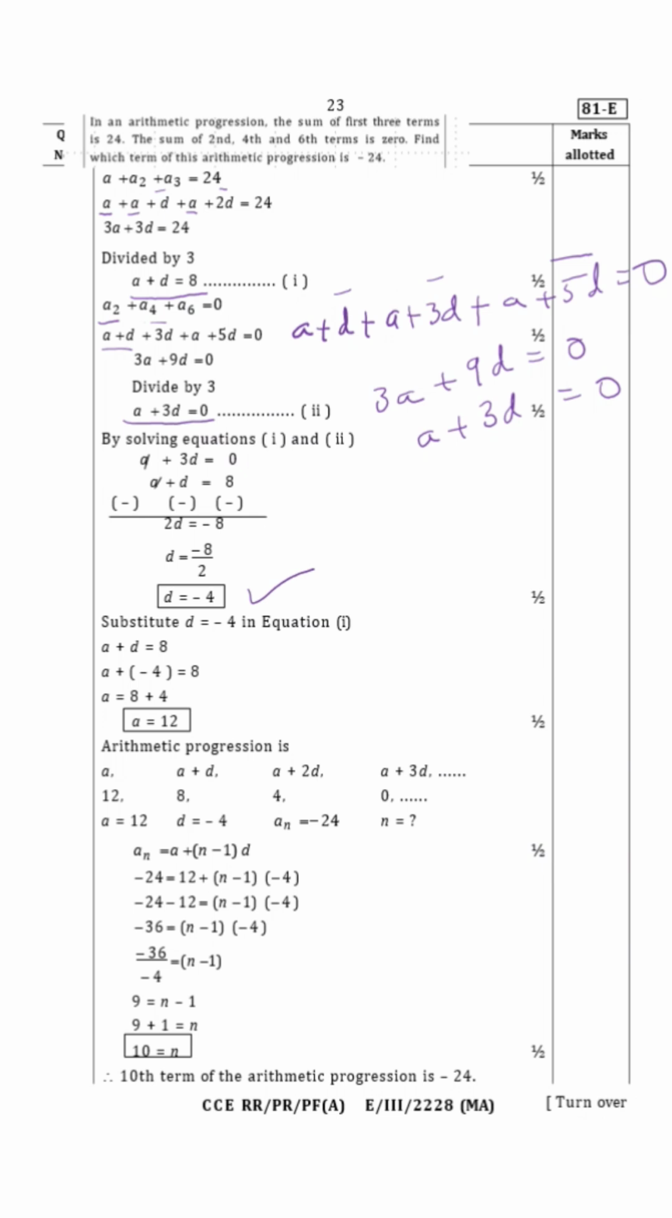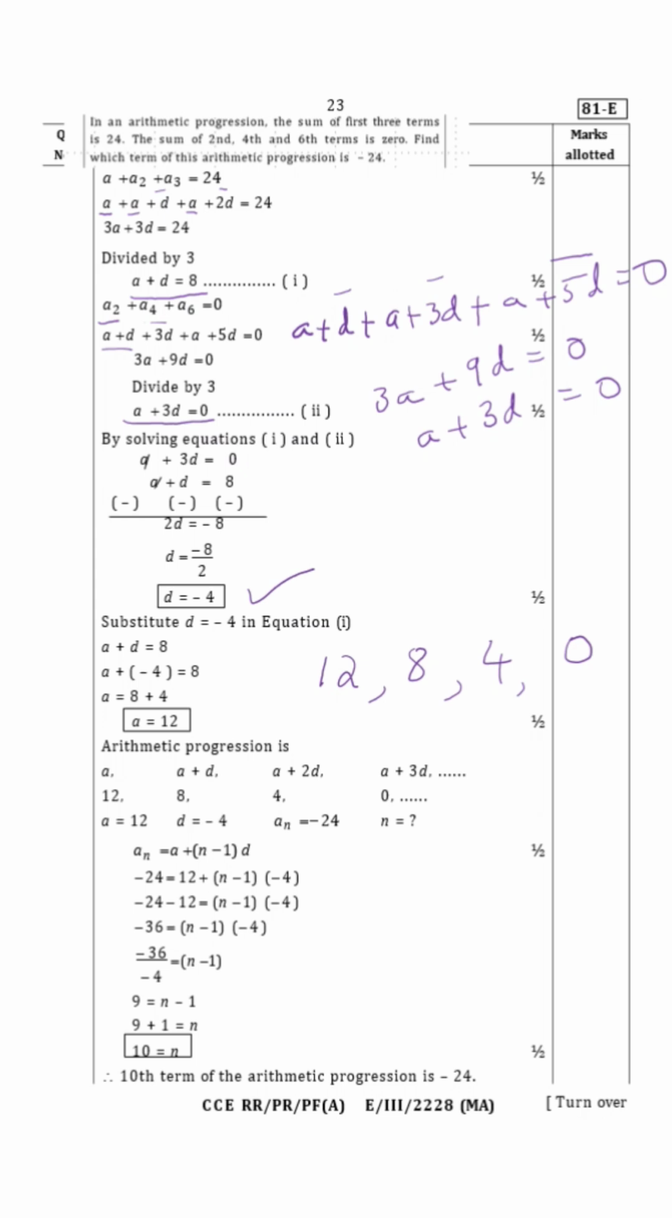So the arithmetic progression, they have asked it. No, they haven't asked. If you want, you can write. Okay. What is the progression? You can directly write it. First term A is 12, D is minus 4: 12, minus 4 that is 8, 8 minus 4 is 4, 4 minus 4 is 0. Okay.